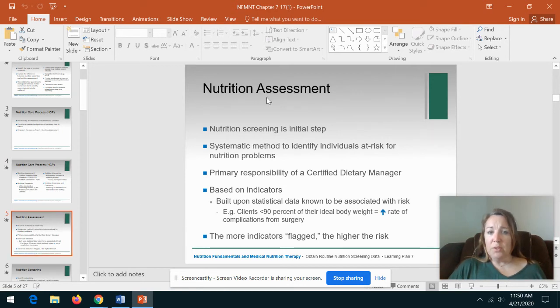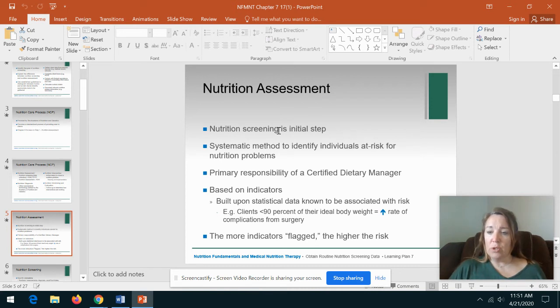So first, to do the nutrition assessment, we need to do the nutrition screening. Okay, not every client in all of your facilities is going to need a nutrition assessment. For example, if I came into your facility and I was having a baby, I wouldn't need a full nutrition assessment. I'm there. I'm a normally healthy person. I'm coming for a routine reason.